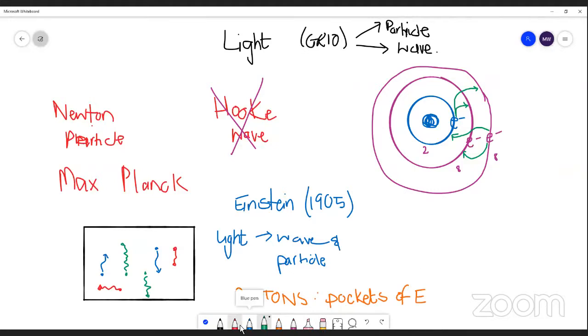And so this French guy came along, his name was de Broglie, and he said that it had to mean that your electrons act like waves.